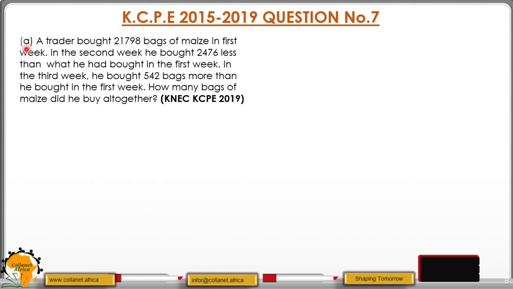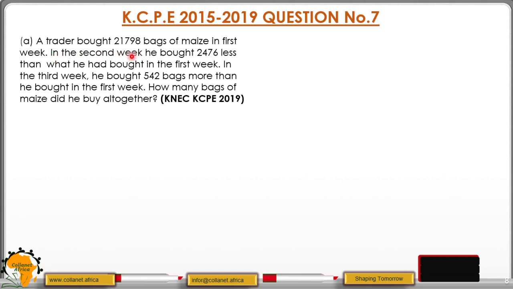So, in this question, don't fear the wording. Just read step by step to understand. A trader bought 21,798 bags of maize in the first week. Internalize that, or you can draw it down there.